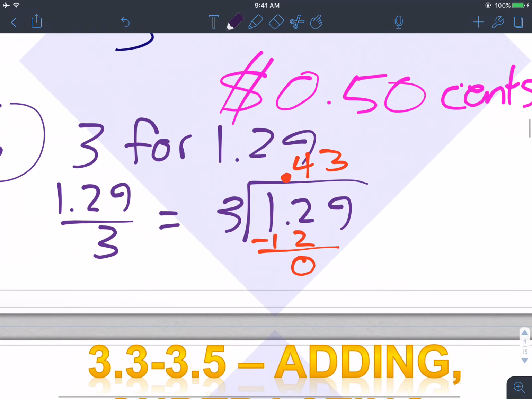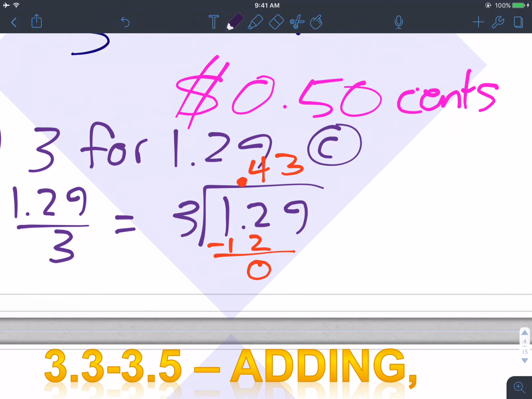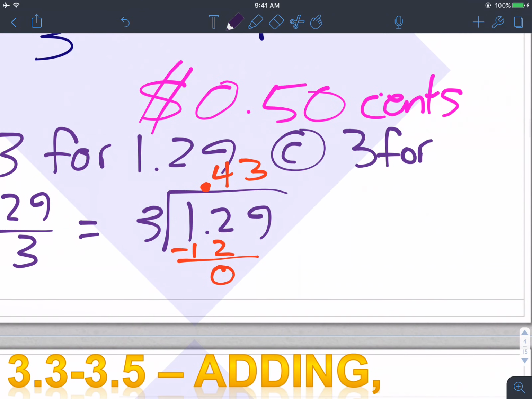Let me pick 3 for $2. Okay, so one more.